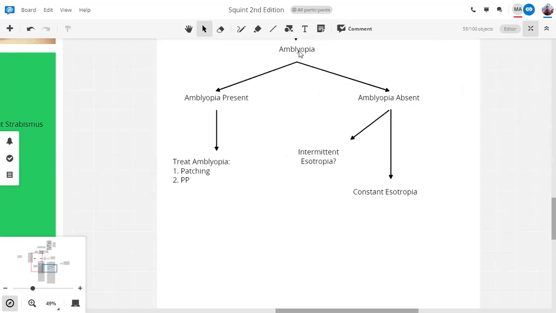What should we assess now, in your opinion? This is my question. We've assessed amblyopia, and if amblyopia is absent, we've seen that it's not intermittent esotropia, it's constant esotropia. And if amblyopia is present, we've treated amblyopia. What should we do now? What should we assess now? Think of the 4 O's which we discussed last time.